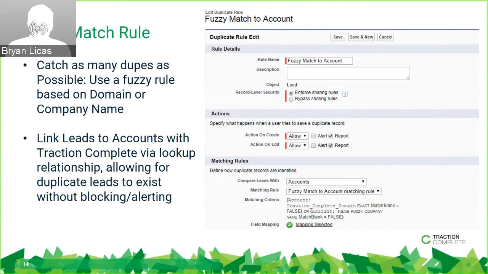And so if you don't have Complete, you can run reports and act on them that way. In Lightning, you could potentially add a potential duplicates component to your page layout and see the potential relationships. But if you have Complete, I'll just switch over into browser here.